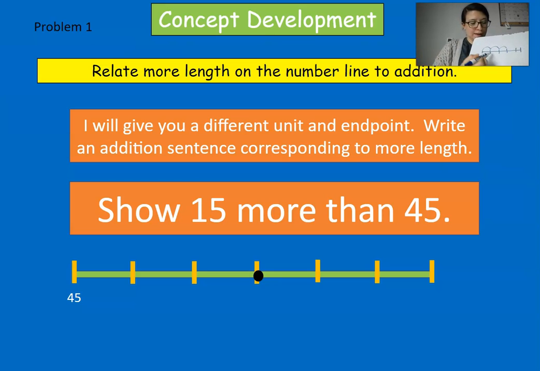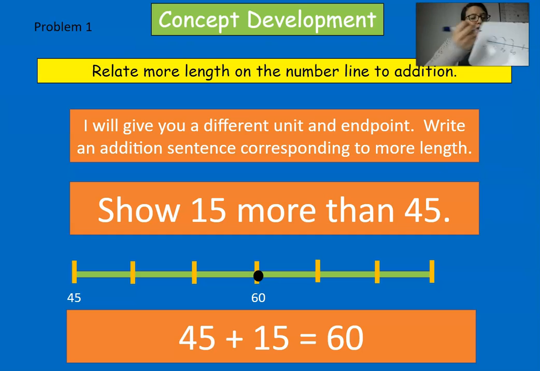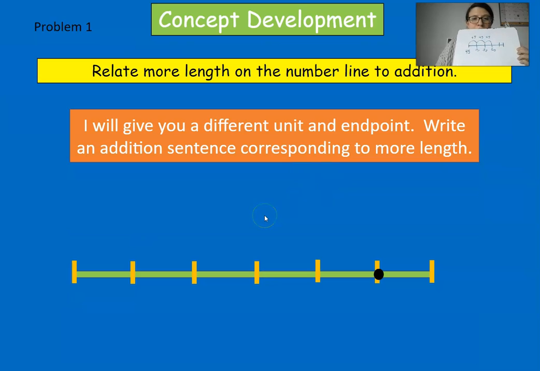So 45, 50, 55, 60. It's going to be my next endpoint. So 45 plus 15, 5, 10, 15 is going to get me to 60. All right, let's try another one.